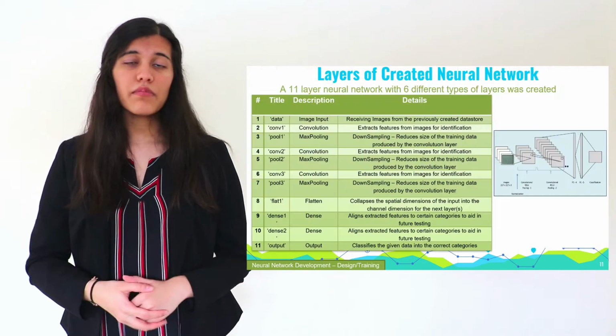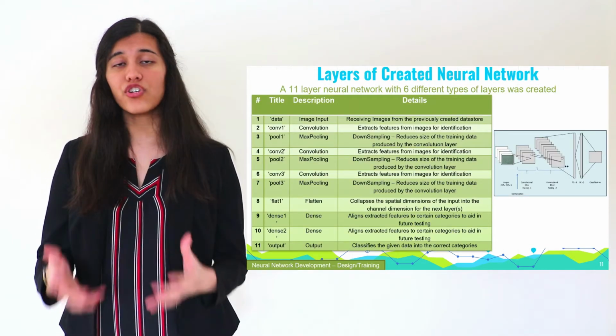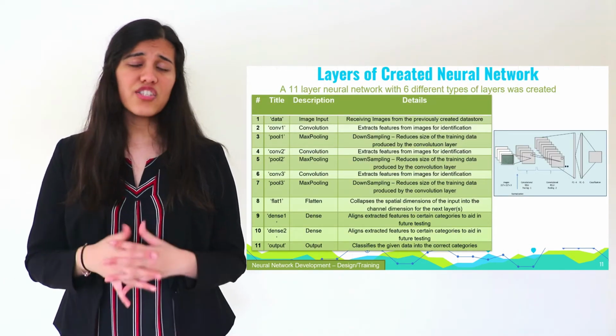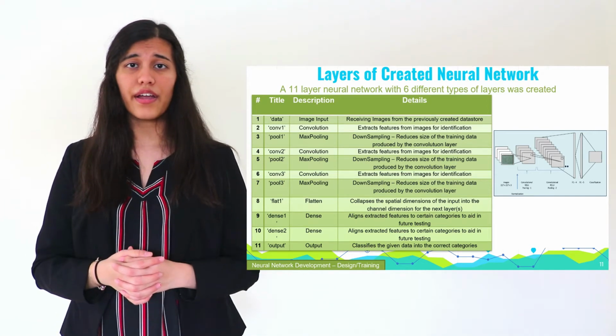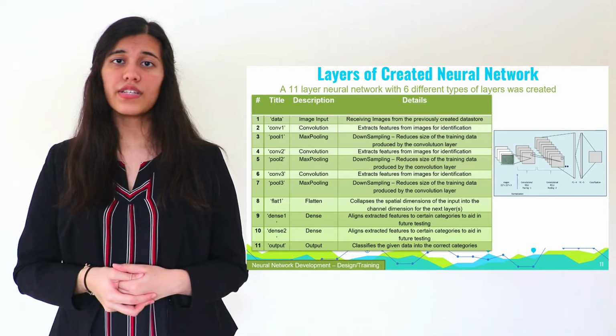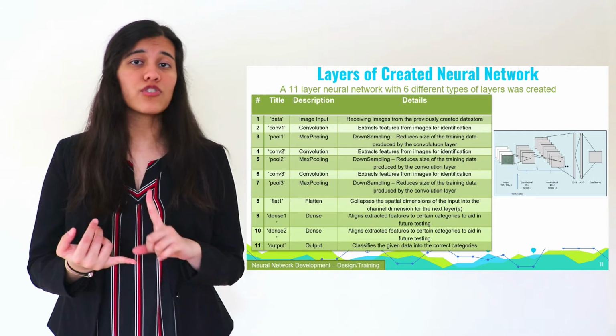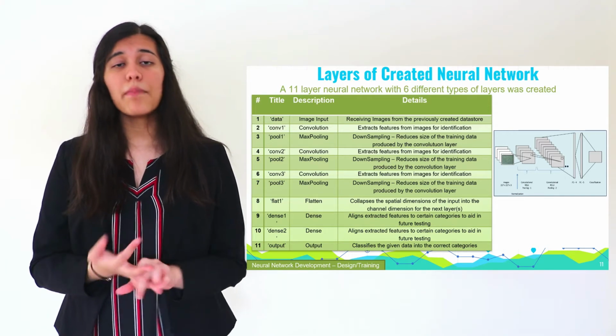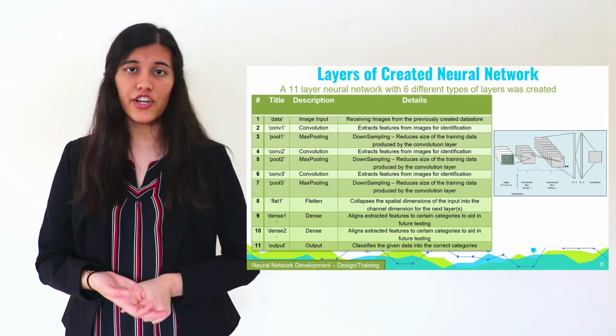I then moved on to the creation of my actual neural network. In this neural network, I utilized 11 layers with 6 different types of layers, including convolution, which is where features are extracted, and max pooling, which is where downsampling occurs.